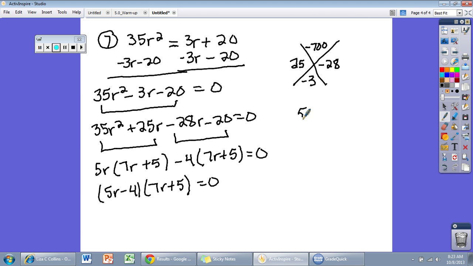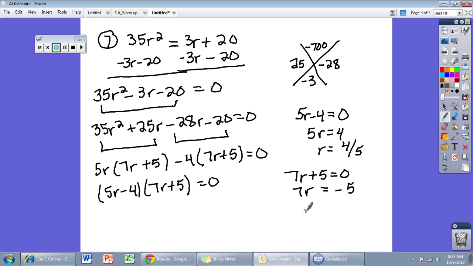I'm going to solve 5r minus 4 is equal to 0. I'm going to add 4 to both sides, so r is equal to 4/5. And I'm also going to solve 7r plus 5 is equal to 0. So I subtract 5 from both sides and I divide by 7, so r is equal to negative 5/7. So these are my two solutions.